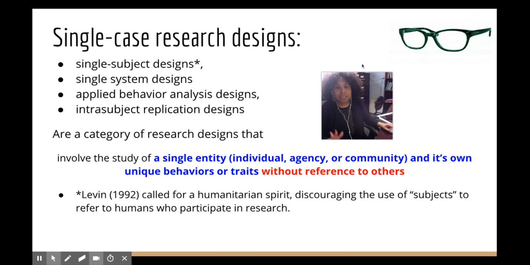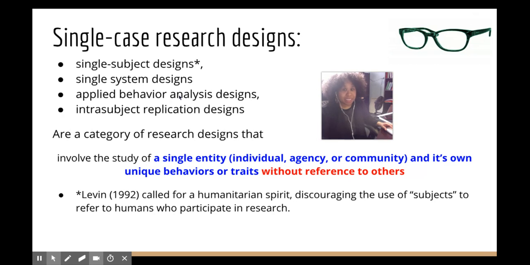Single subject research designs, single system research designs, single case research designs, applied behavior analysis designs, and even intra-subject replication designs are all terms that I've heard that refer to single case research designs. Now I'm going to stick with single case research designs, or SCR. Sometimes I'll say single subject, because those are the two most prevalent names that tend to be used now in the literature. But over time, you will see studies that have been published using all of these terms. But basically, they just refer to a category of research designs that involve the study of a single entity.